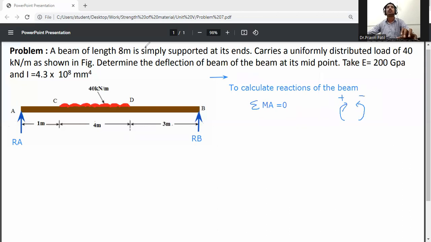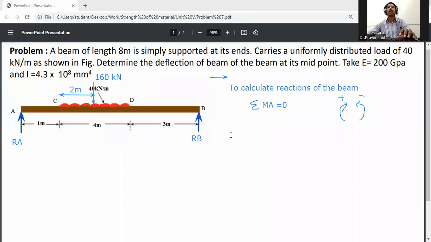So first of all, convert this 40 kilonewton per meter into a point load. 40 into 4 is 160 kilonewton. It acts at the center of CD, which means from C the distance is 2 meter, and from D it is also 2 meter. So the total distance up to A is 2 plus 1, that is 3 meter.